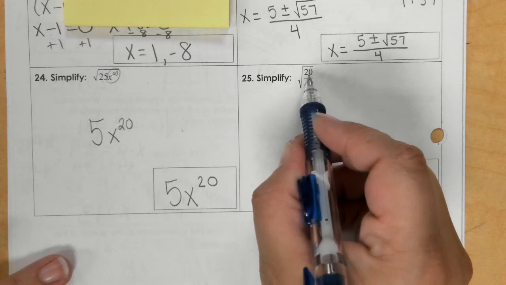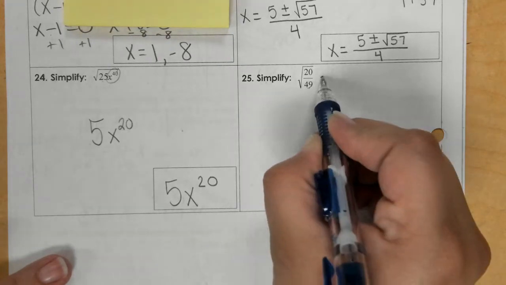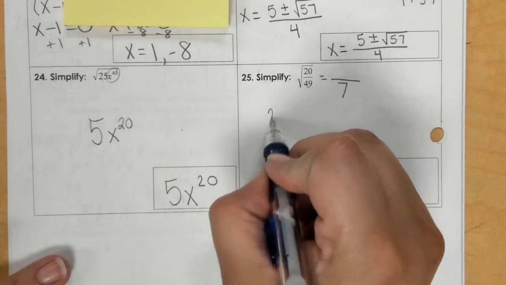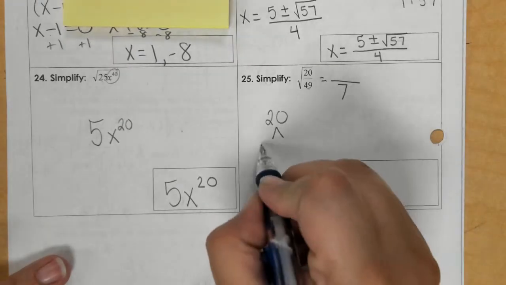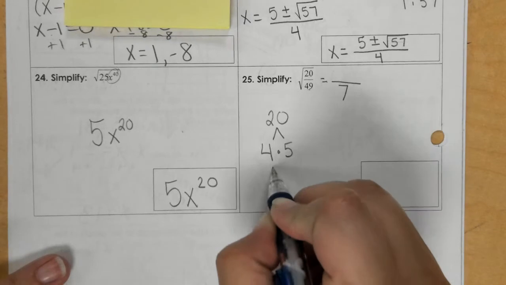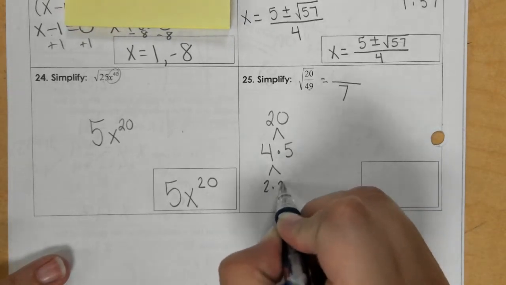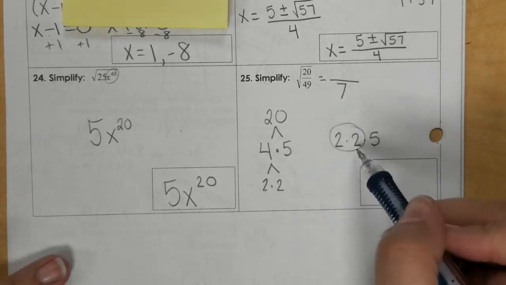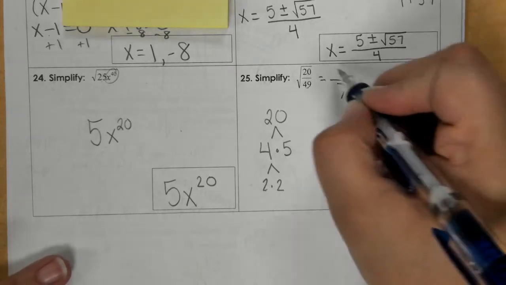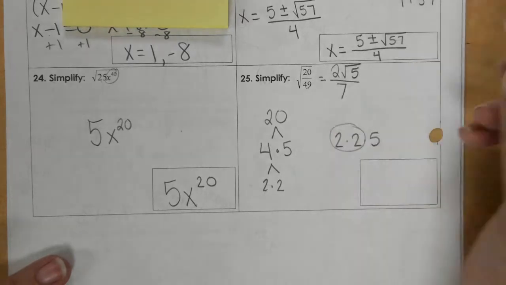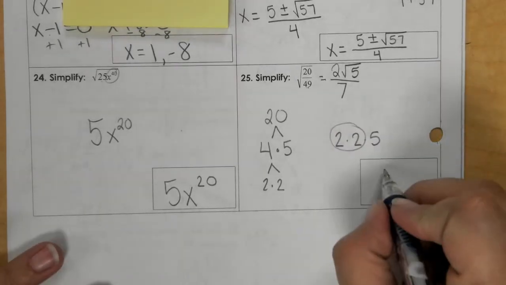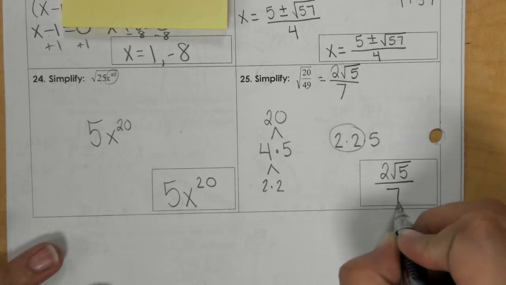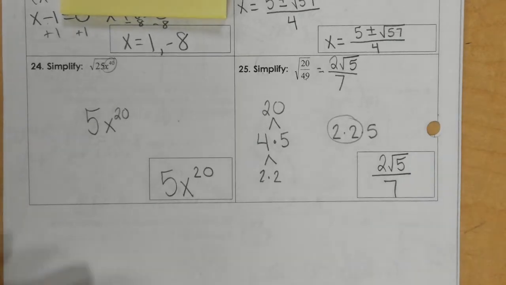In 25, 49 is a perfect square, so that's going to be 7. But 20 is not, so I need to break it down. 4 times 5, 4 breaks down to 2 and 2. So I have 2 radical 5. And I see that the 2 and the 7 can't break down. So we're just going to go 2 radical 5 over 7, and that's it. That's my solution.